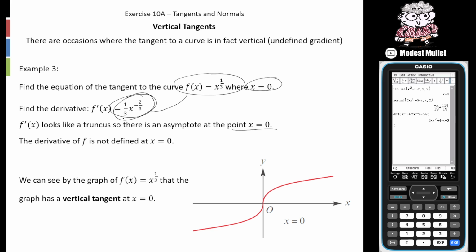And if you try and substitute x equals 0 into that, it's undefined. You can't do it. So we have a bit of a problem. Now, why is that problem arising? Well, if you also graph the original function, it actually looks like this.